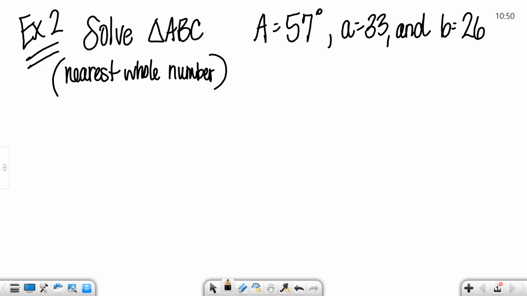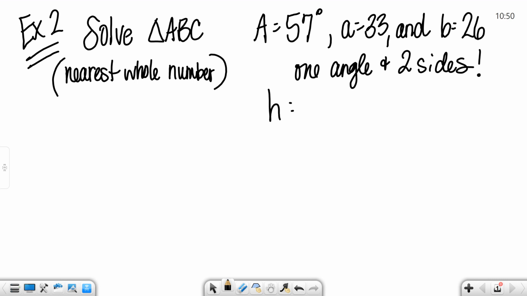So I'm given one angle and two sides. When I know for sure that I'm given one angle and two sides, the first thing I need to find is h. Then compare the value of a to h and a to b. So let's find our h value. h is the b value, which is 26, multiplied by the sine of angle A, in this case 57.